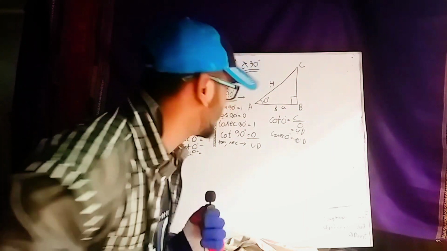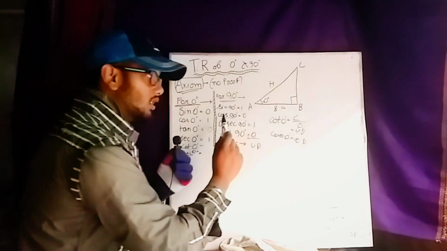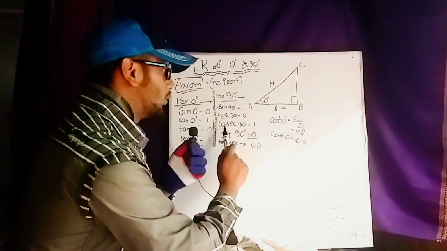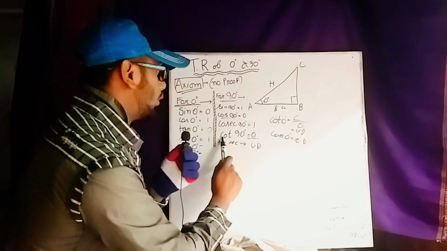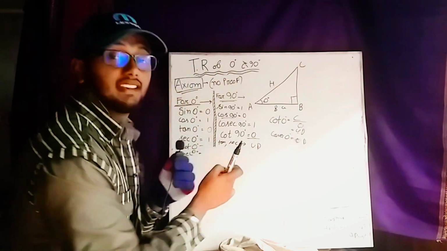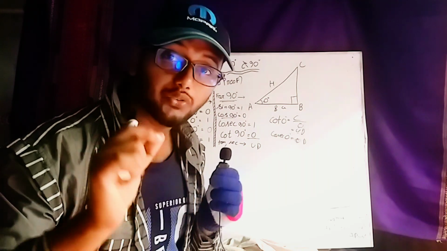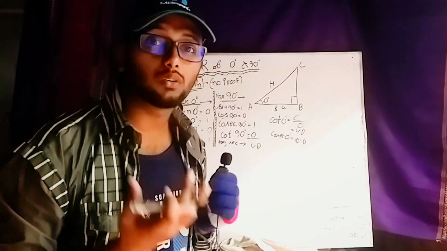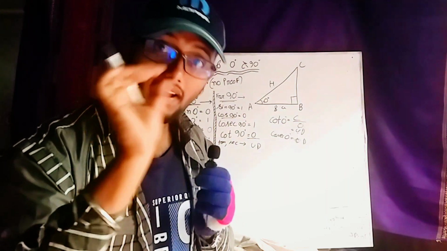Now 90 degree. Sin 90 degree is equal to 1, cos 90 degree is equal to 0, cosec 90 degree is equal to 1, cot 90 degree is equal to 0. The other two, tan 90 degree and sec 90 degree, are undefined. So this is the main basic concept of the trigonometric ratios of some particular angles.